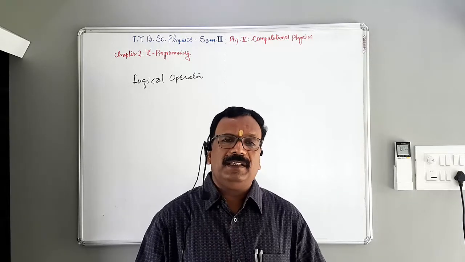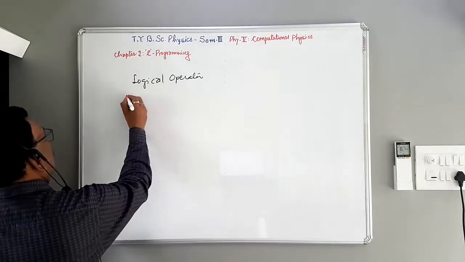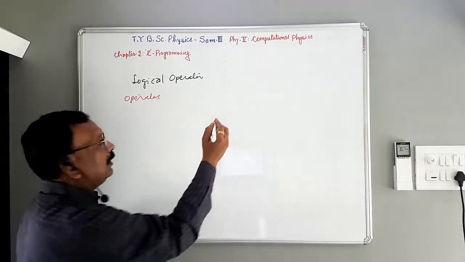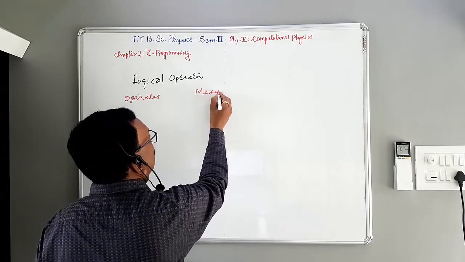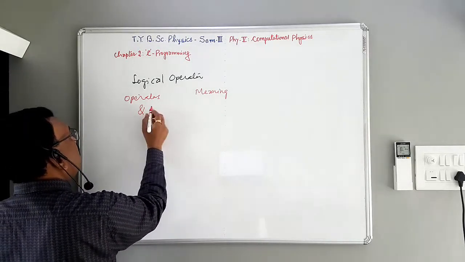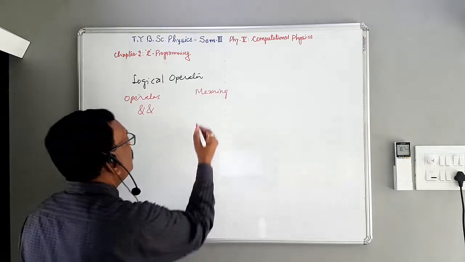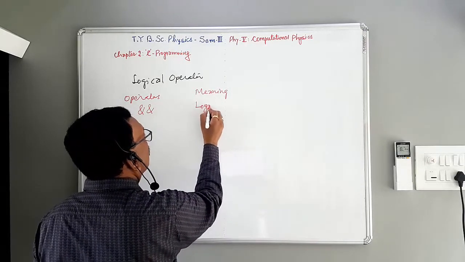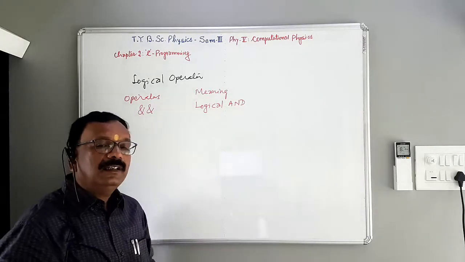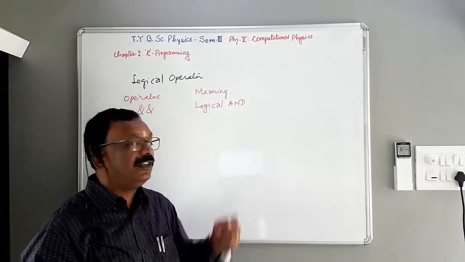There are three basic logical operators, and these operators have clear meaning. First logical operator is the AND operator, and this is denoted as two ampersands, and meaning of this is logical AND. In SYBSC class we studied AND gate in detail because this is the basic logic gate.